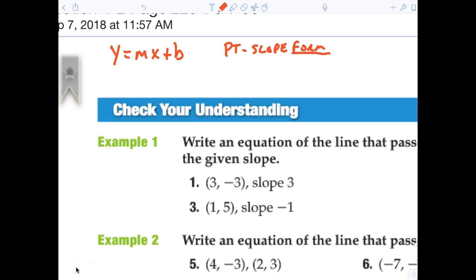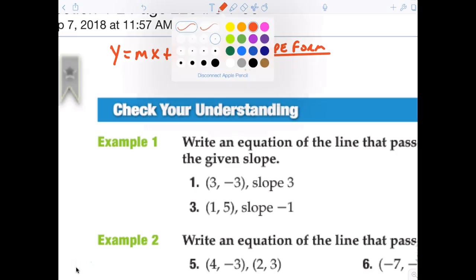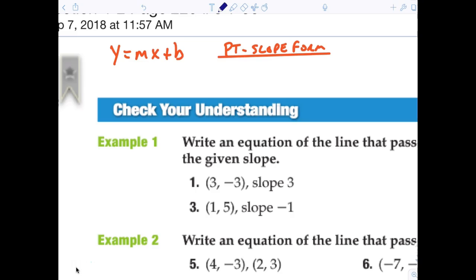So today we have a new form. What I would like for you to do is write y minus y1 equals m times x minus x1. All right, so that's the new form. And why do you think they call it the point slope form? Because you use it when you're given a what? Point and a slope. That's how simple it is.